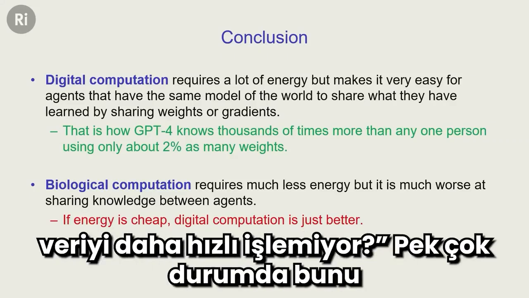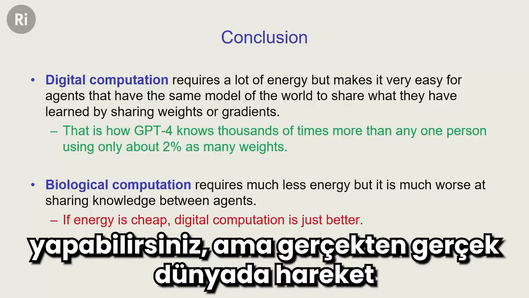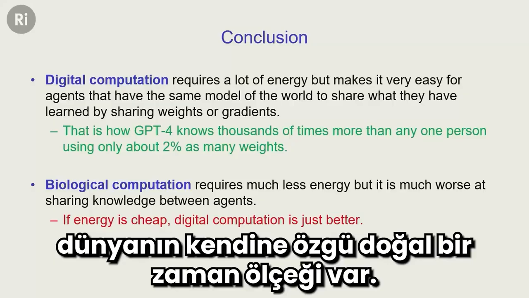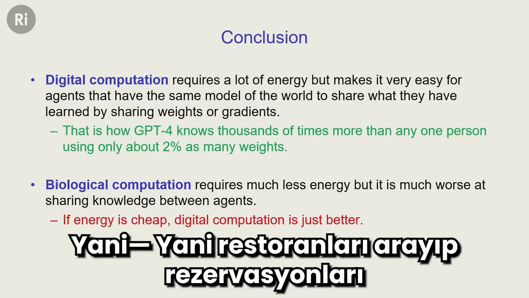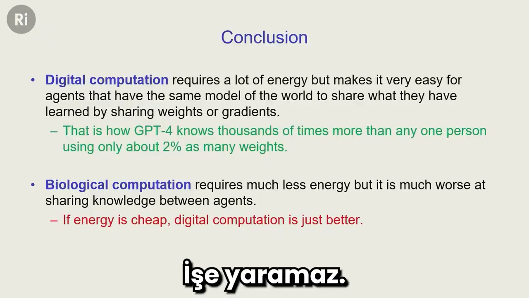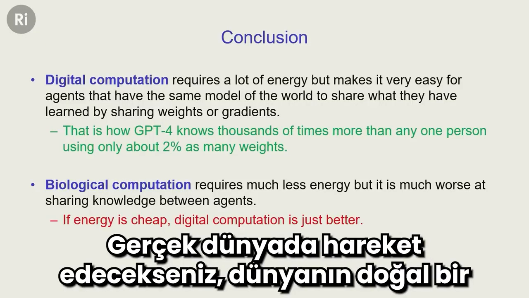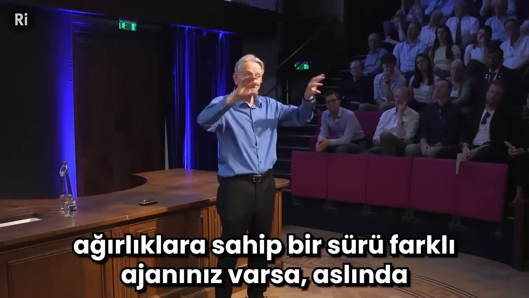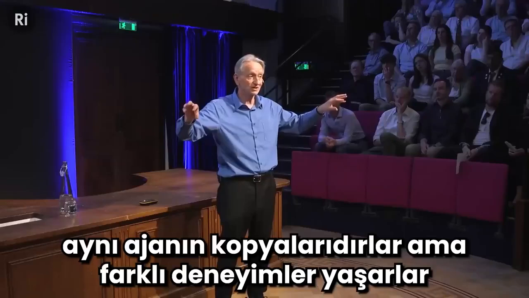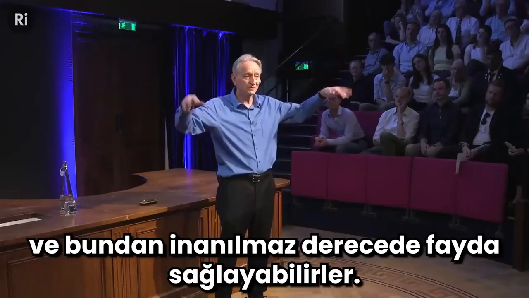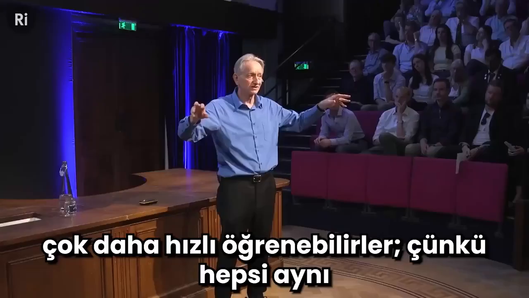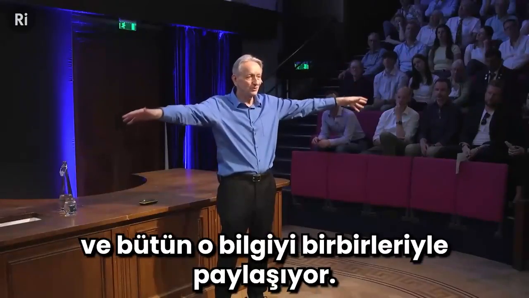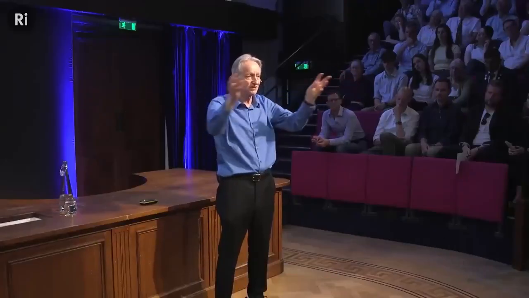Now, you might say, why can't one model just put the data through faster? Well, in many cases you could, but if you think about AI agents that are actually acting in the real world, there's a natural timescale to the real world. You can't call up and make reservations at restaurants 1 million times faster. It doesn't work. If you're going to act in the real world, there's a natural timescale. And that means if you have a whole bunch of different agents that have exactly the same weights, they're just copies of the same agent, but have different experiences, they can benefit hugely from that. They can learn much, much faster than any human agent could learn because they're all getting all these different experiences at the same time and sharing all that knowledge.